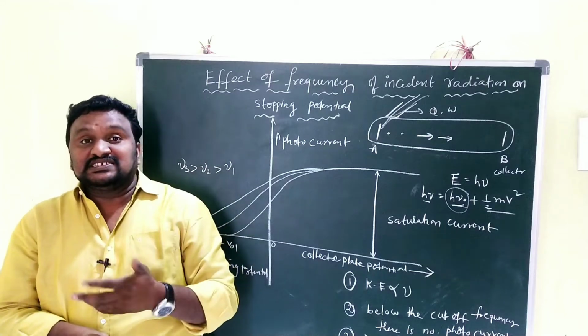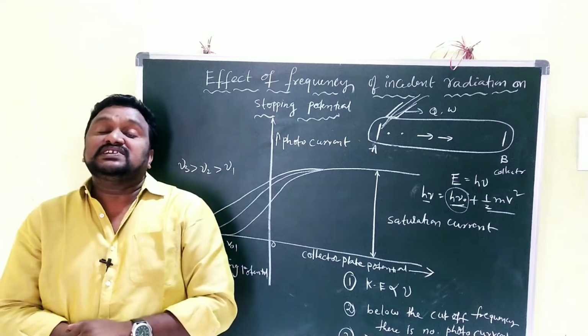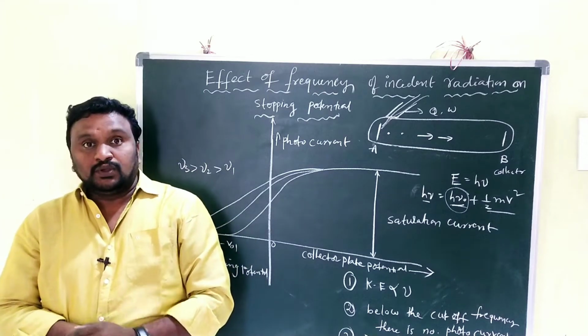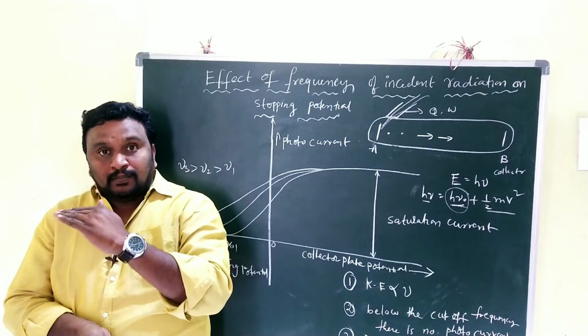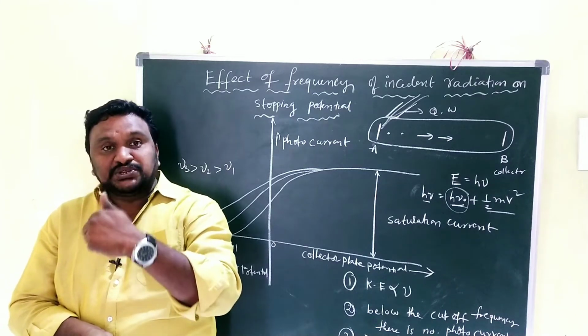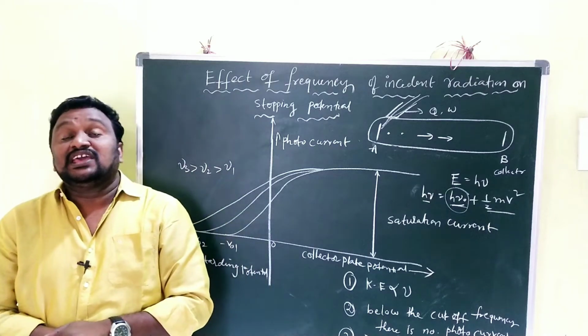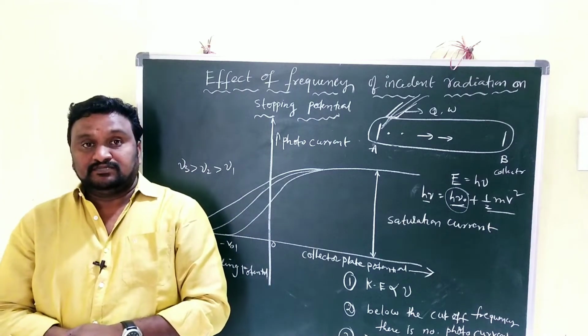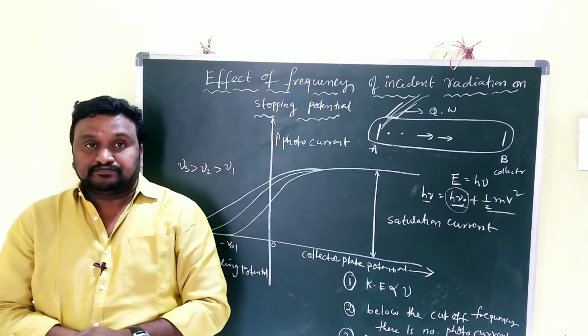So while we are discussing that, you have to remember that at that time the frequency is constant. We are maintaining the frequency constant but increasing the intensity of radiation, then the photoelectric current increases. Clear? At that time the frequency is maintained constant.